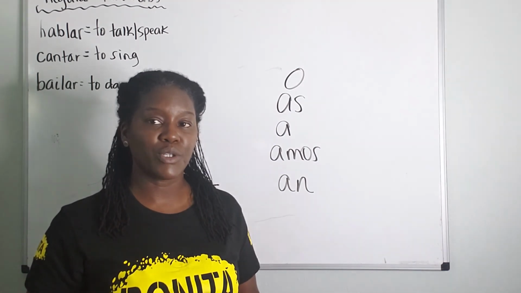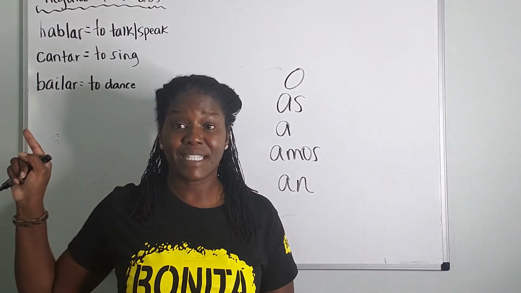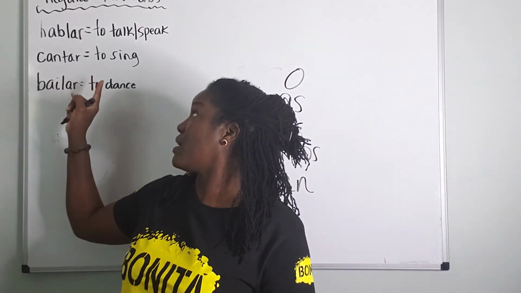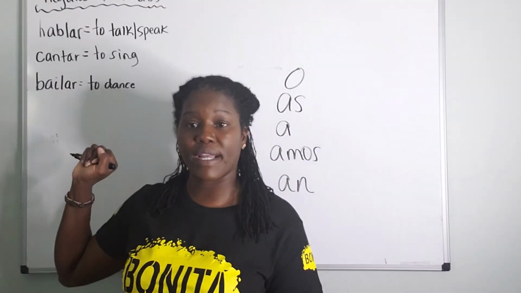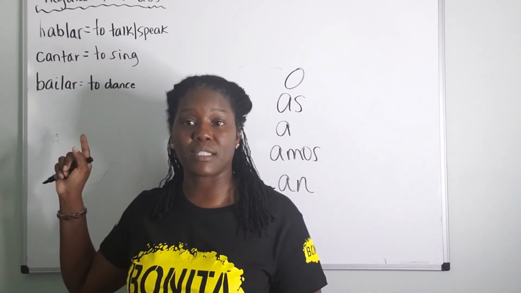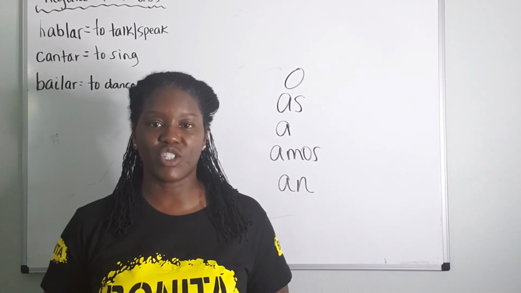Now, if you look on this side, you'll see 3 regular verbs. You can't see this part up here, but it says regular AR verbs. The word hablar means to talk or speak. The word cantar means to sing. And the word bailar means to dance. I'm going to conjugate the word hablar for you so that you can see how we conjugate.